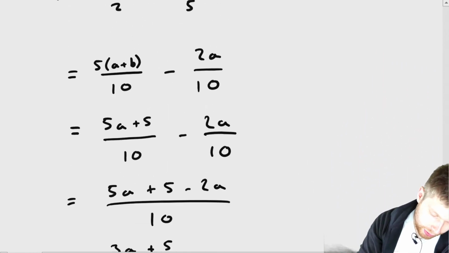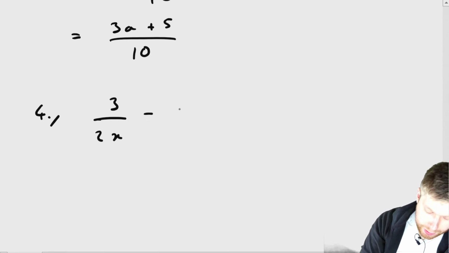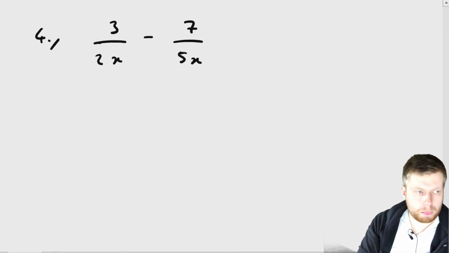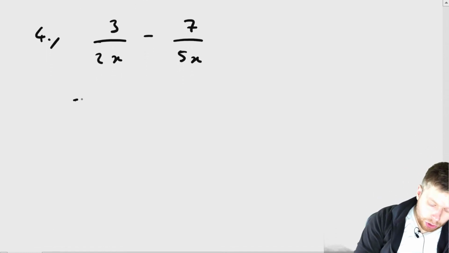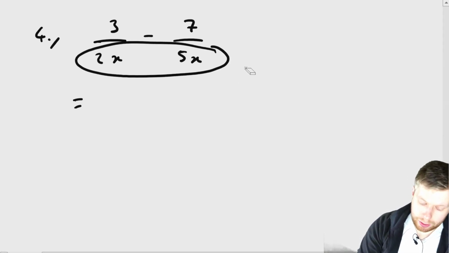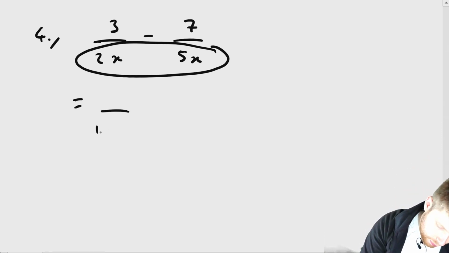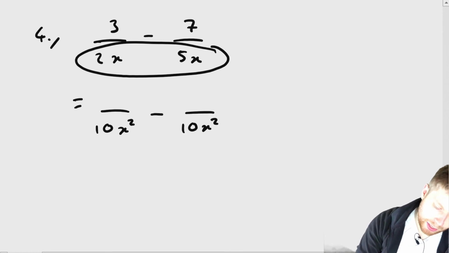Okay, so this is question 4. Let's try 3 over 2x minus 7 over 5x. So let's have a look at this one then. Again, I need the same denominator. So in order to get the same denominator, I'm just going to multiply these two denominators together. So 2x times 5x, well 2 times 5 is 10, and the x times the x is going to make my x squared. So 10x squared is my denominator.